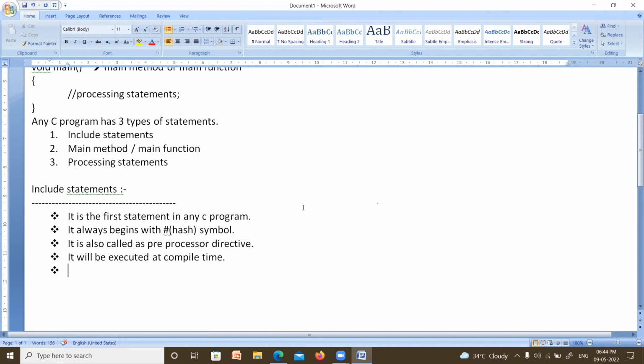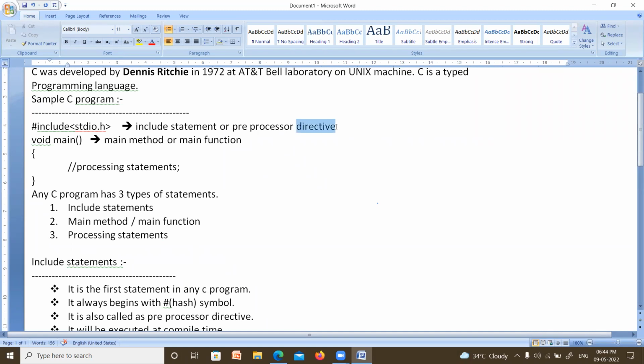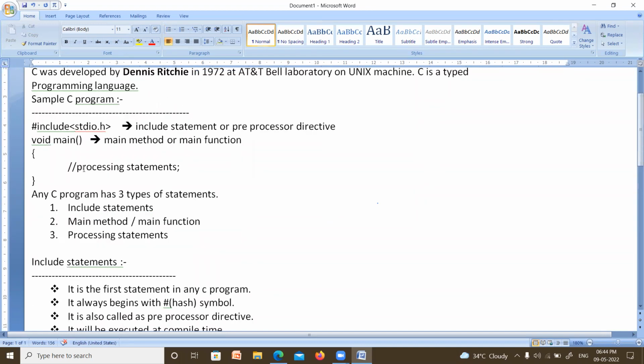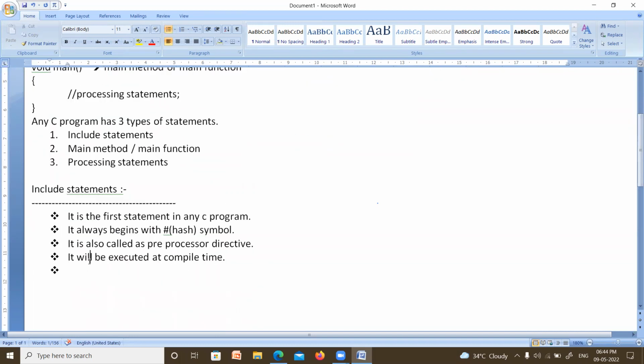Now, why is it called a directive? It gives direction to the compiler. The compilation process is done by a special software known as the compiler. That software is a compiler. So it gives direction to the compiler, so it is called a directive.